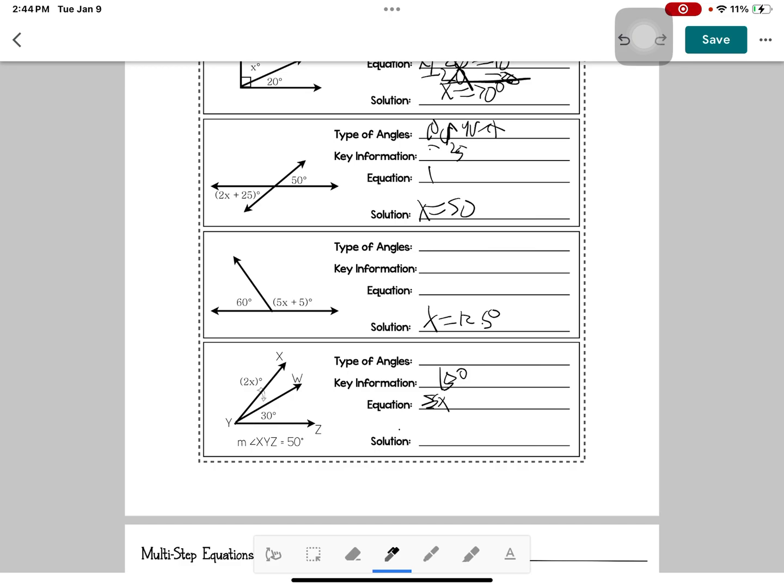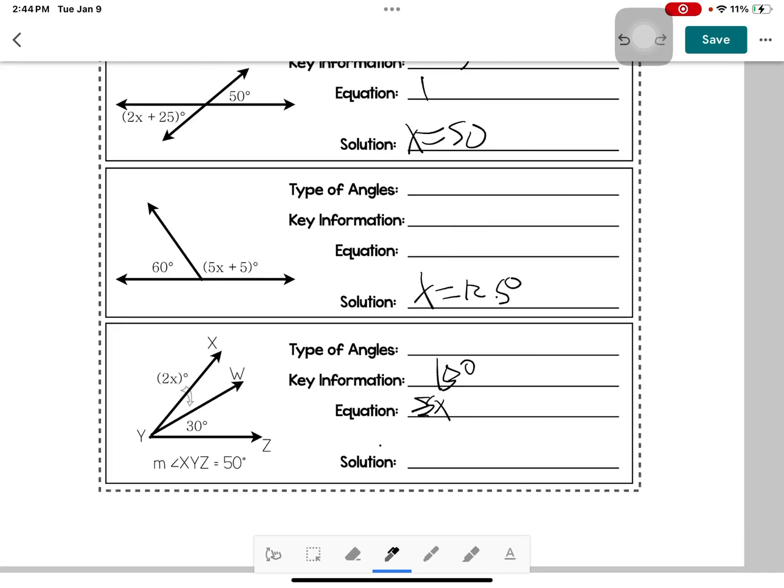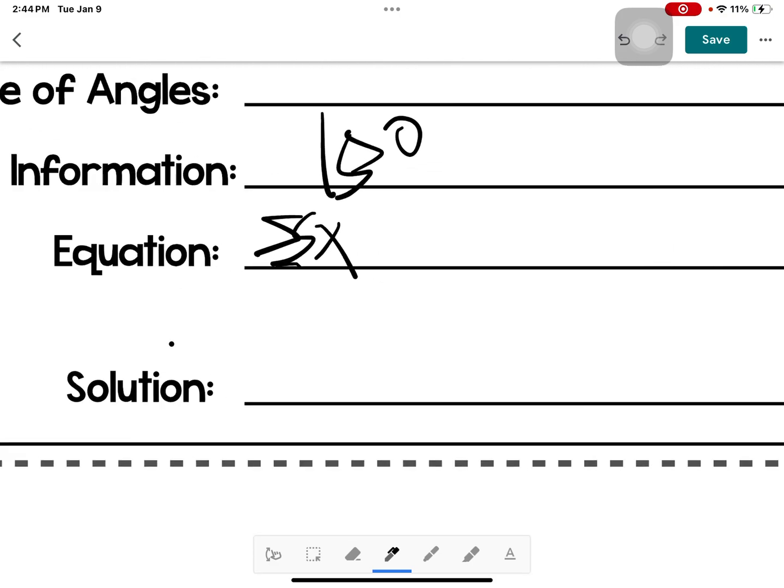It's 23. Wait, you have to divide by 5, right? And then you get 23. What is it? 23. 23, good. So my answer is x equals 23 degrees.